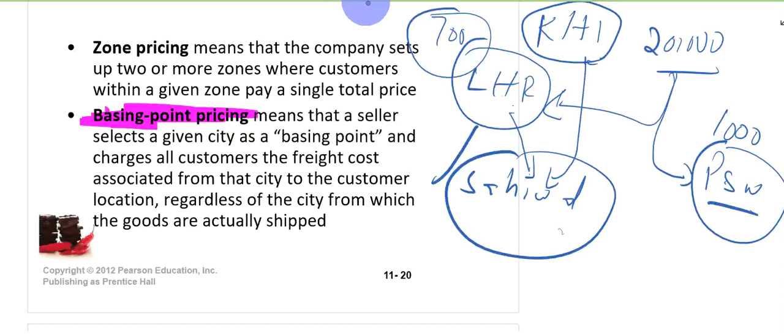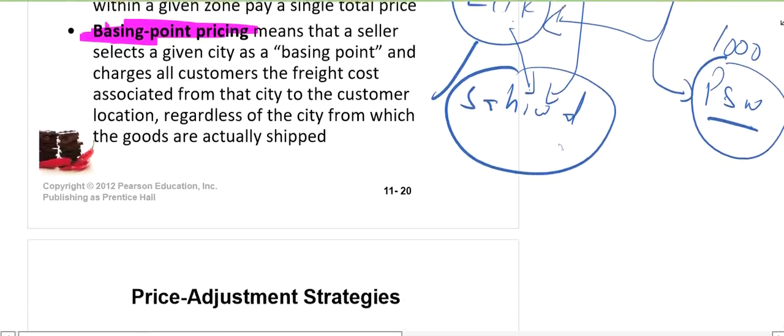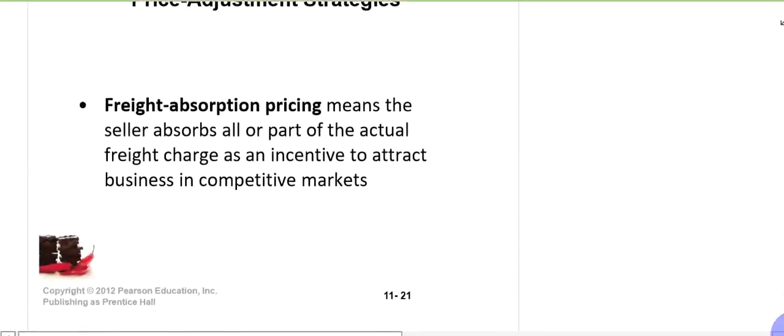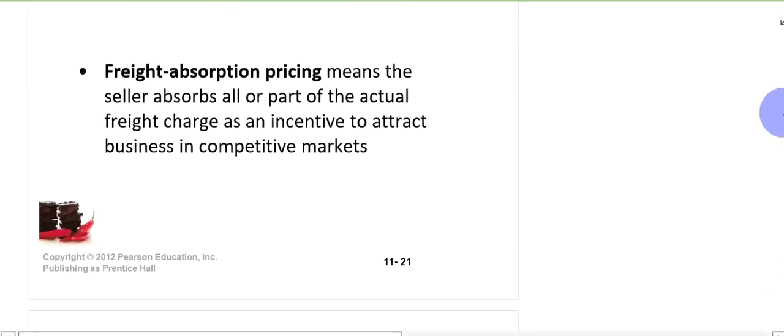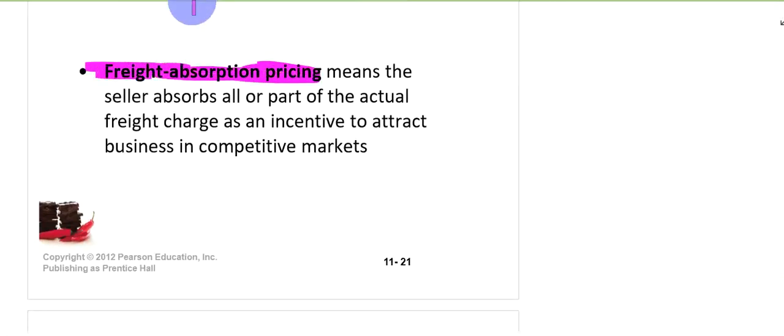We were discussing the basing point, where companies create one or two base points and charge the same amount from different areas near the basing point or base city. The last point is price absorption.